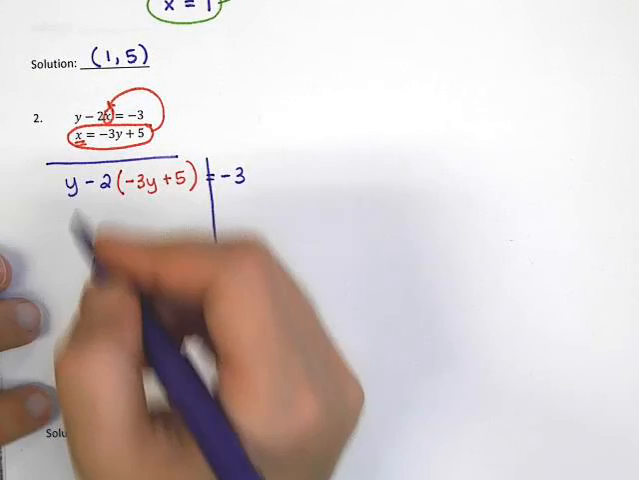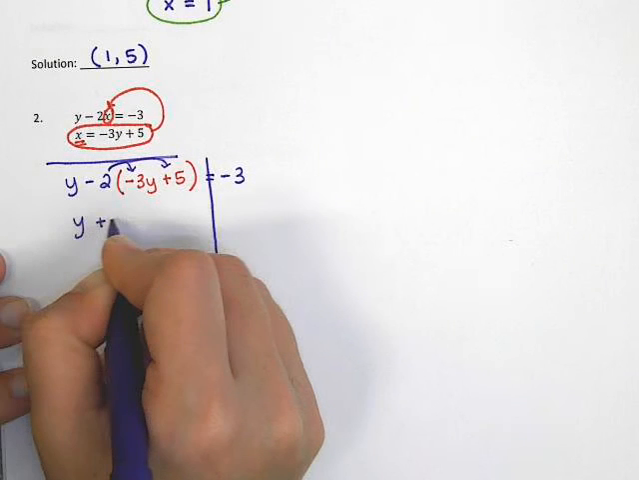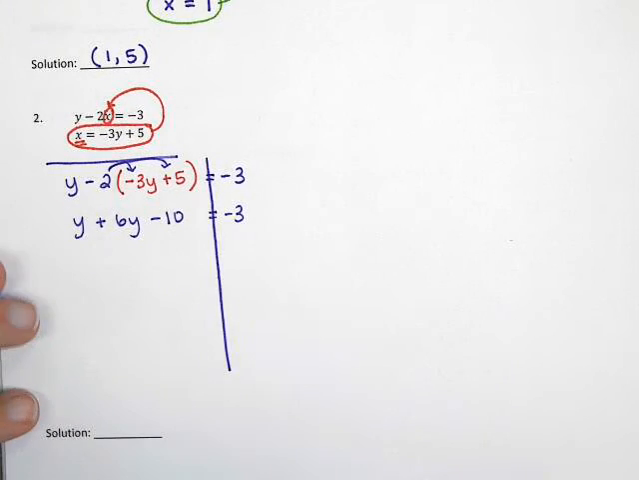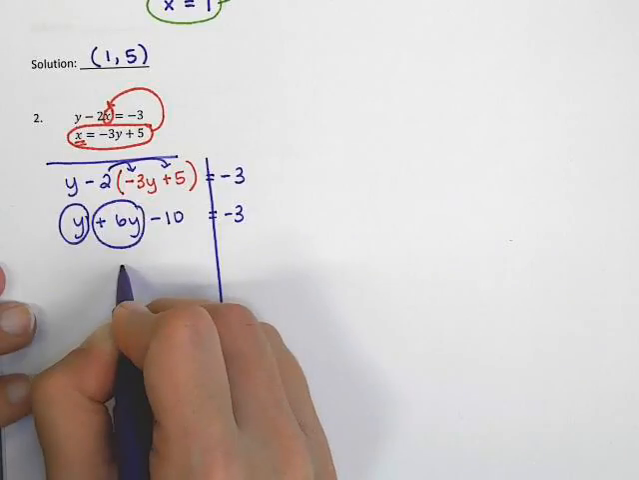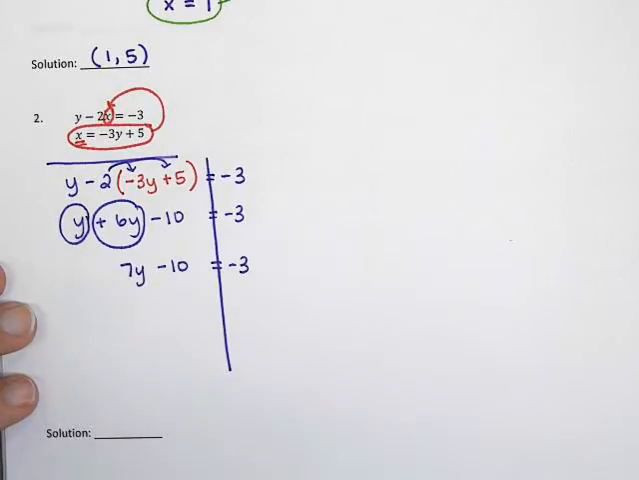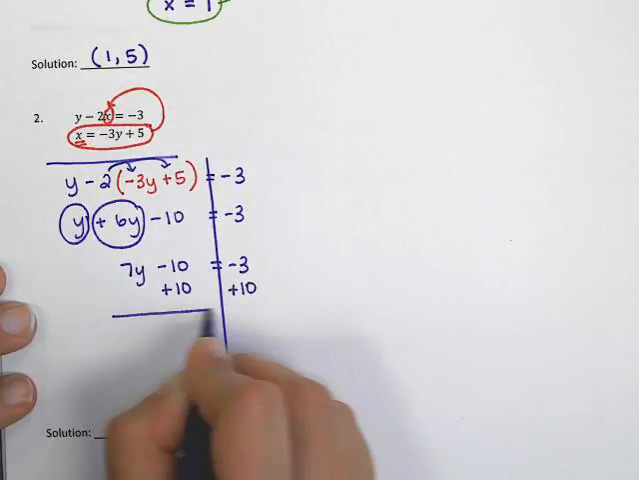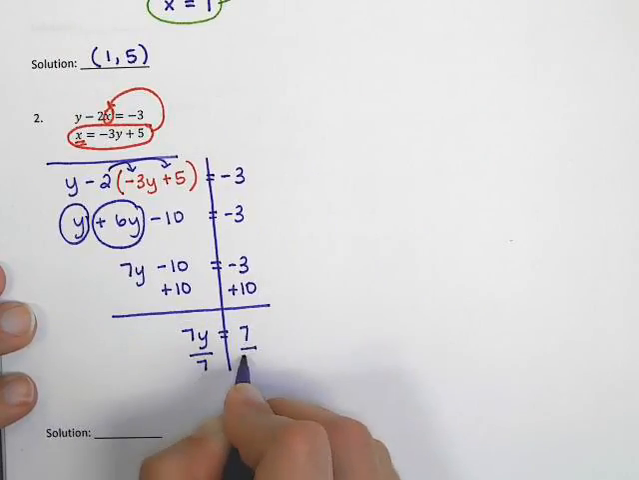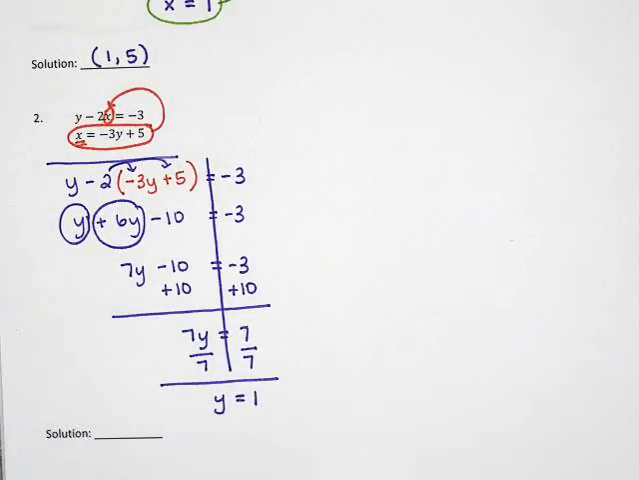Now I'm going to distribute the negative 2, and I get y plus 6y minus 10 equals negative 3. Y and 6y are like terms, so 7y minus 10 equals negative 3. I'm going to add the 10 on both sides, and I get 7y equals 7. And finally, I'm going to divide by 7, and I get y equals 1.